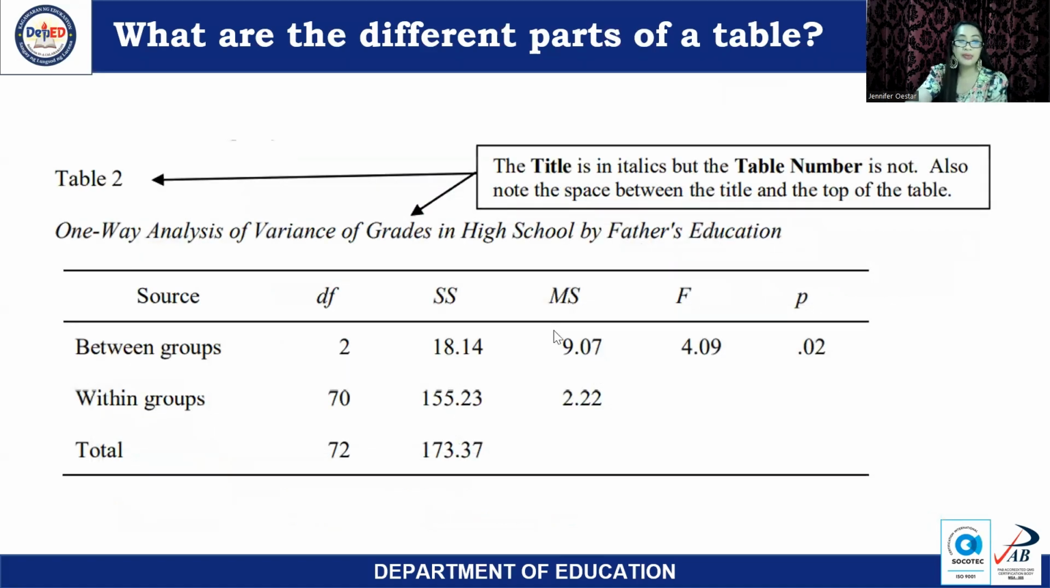To continue, here's a sample, table 2. The title is in italics, but the table number is not. Also note the space between the title and the top of the table. So there's a space.